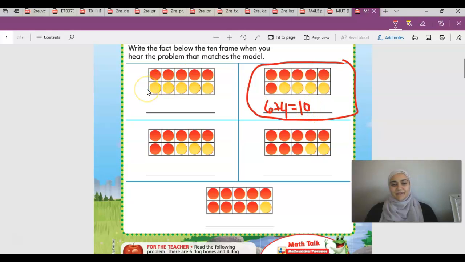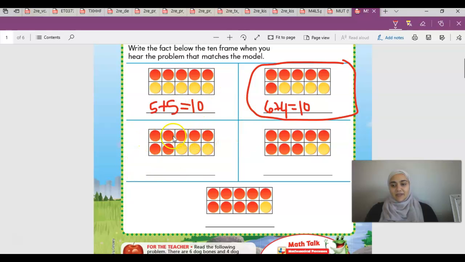Okay, so let's go ahead and write the number sentence for all of these. This is 1, 2, 3, 4, 5. Can you guys guess what? 5 plus what? 5 plus 5 equals what? 10. Excellent job. 5 plus 5 is 10. Let's go on to the next one.